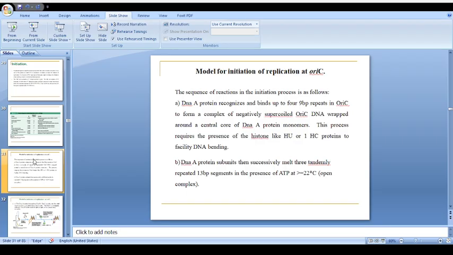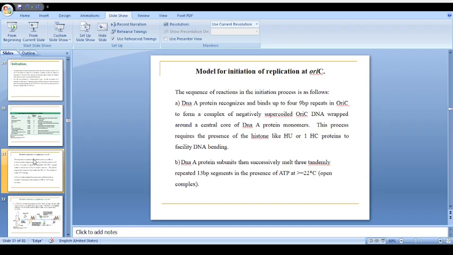The DNA A protein recognizes and binds to four 9 base pair repeats in origin site to form a complex of negatively supercoiled origin site DNA. Here the central core of DNA will be present as monomer and is wrapped by the DNA, and further this is occurring in the presence of histone-like protein that facilitates bending of the DNA. Once the DNA A subunit successfully melts the 13 base pair repeats, it forms an open complex.